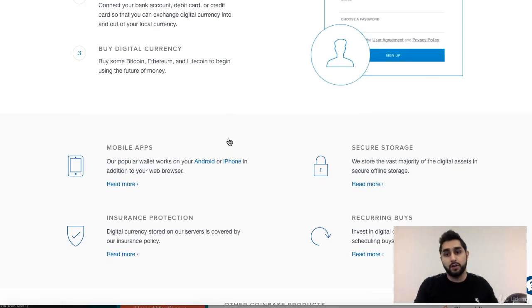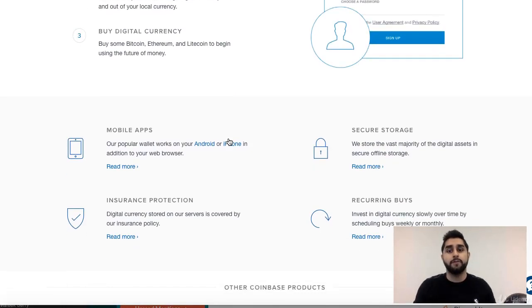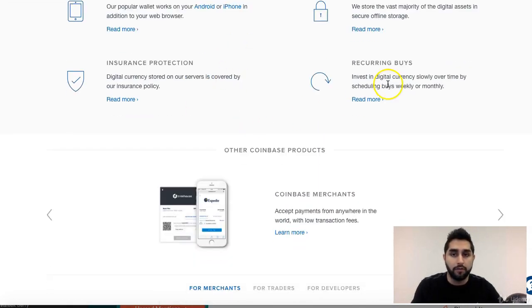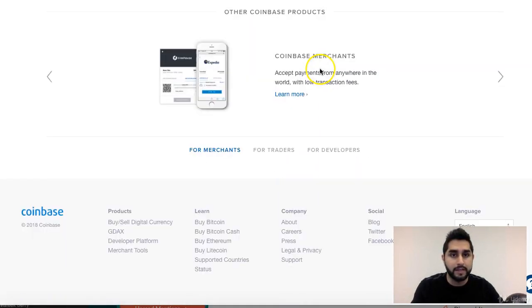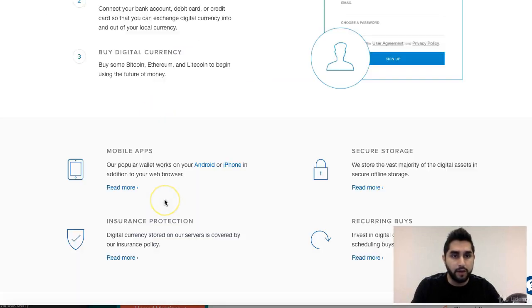And to be honest, in 2018 and onwards, they're going to focus more on creating more efficient and better systems, but they're also going to start allowing you to buy and sell more altcoins. The best thing about it is that they also have a mobile app and recurring buys. You can slowly invest in it, so it's fairly good.